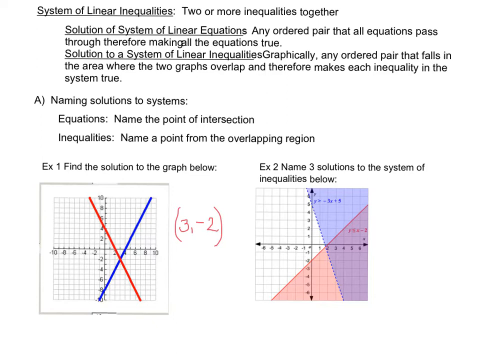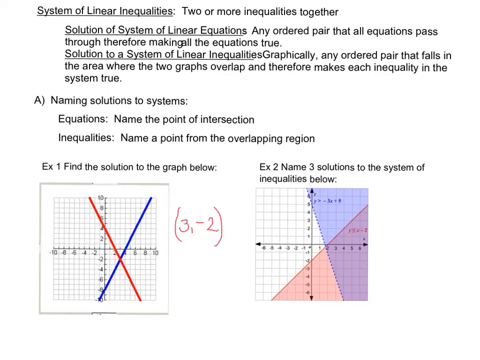On the next example, now I have inequalities. Again, I know they're inequalities because of the shading. And I notice that all the solutions to this first inequality here, y is less than or equal to negative 2, were shaded in red. All the solutions to this second inequality here, y is greater than negative 3x plus 5, were shaded in blue. Well, what happens when you put blue and red together? You make purple. So this is my overlapping region.